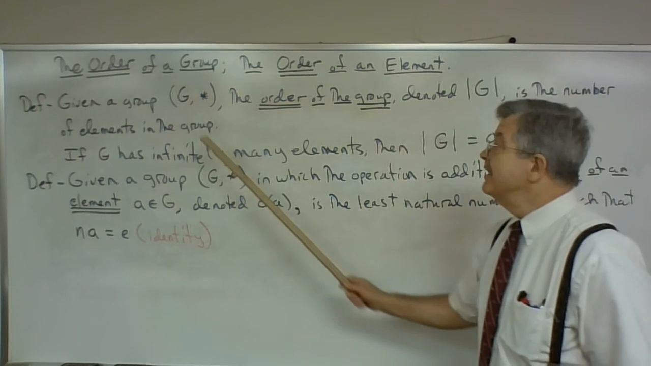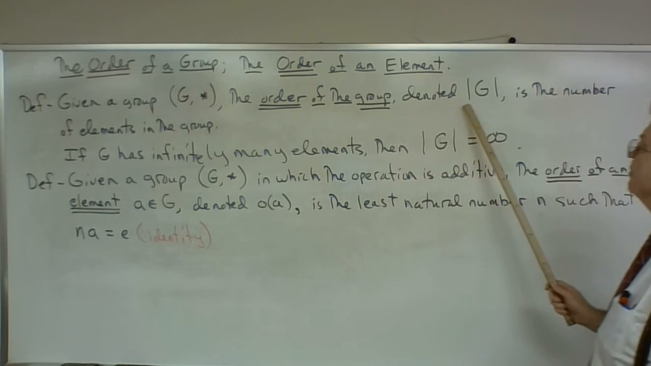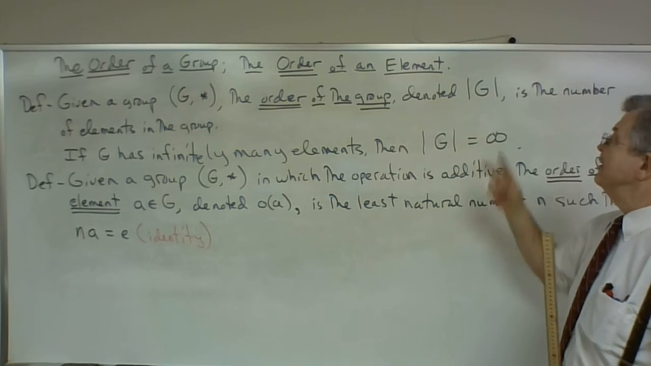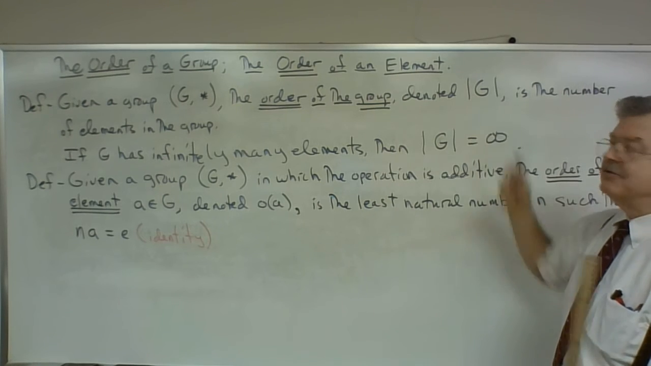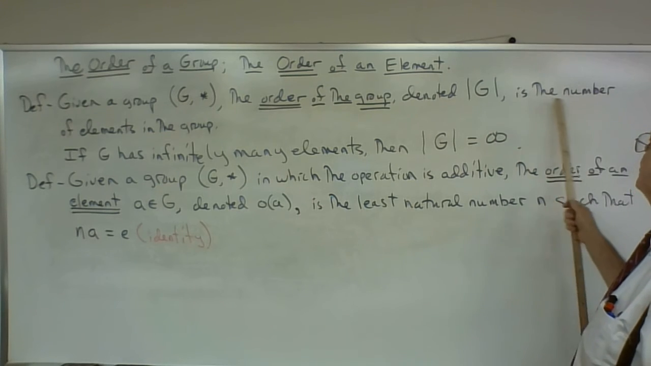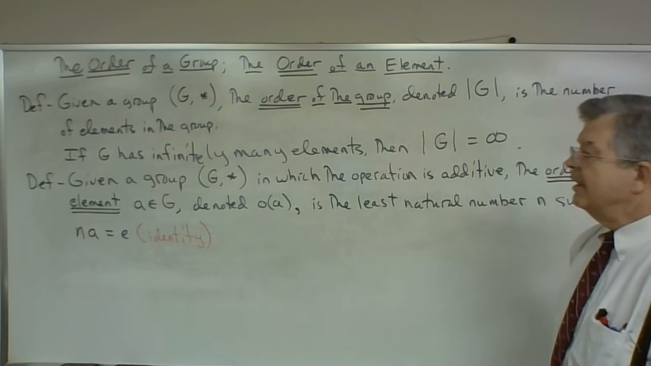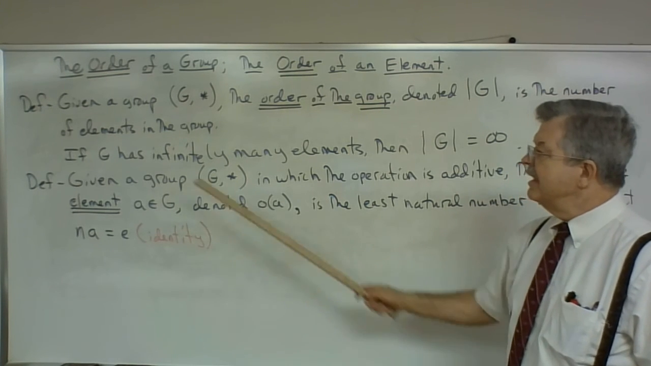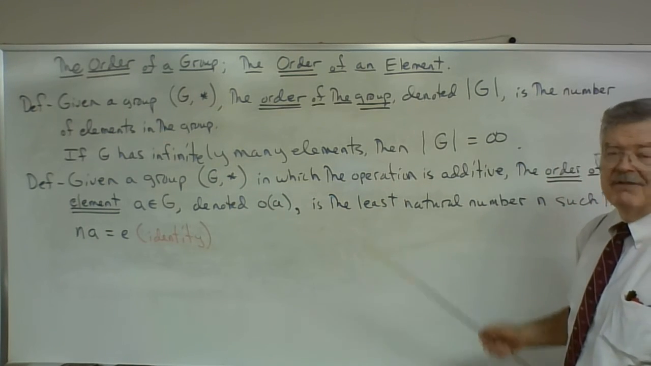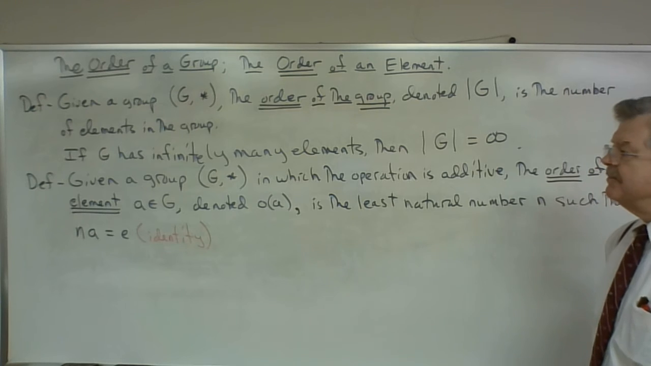Here we go. Given a group G and binary operator star, the order of the group is denoted this way, and it looks like absolute value of G. So these are just absolute value bars. This is the order of the group, and the order of the group is the number of elements that are in the group. So what if the group is infinite? If G has infinitely many elements, then the order of the group is infinity. Easy enough. Now let's talk about the order of an element.